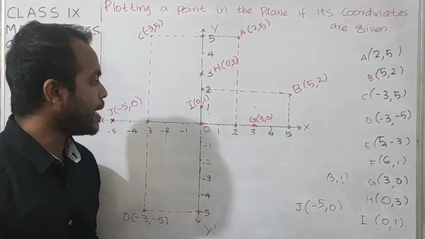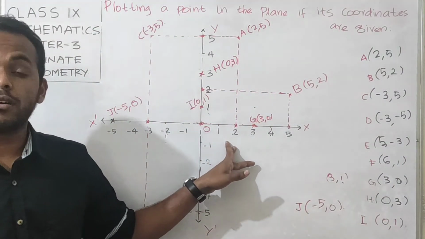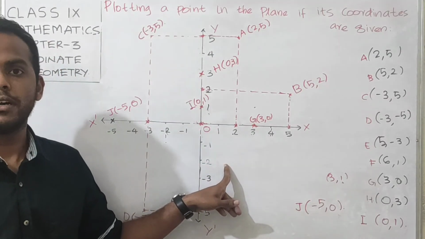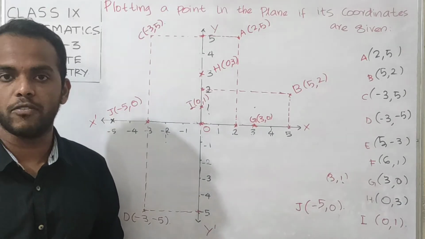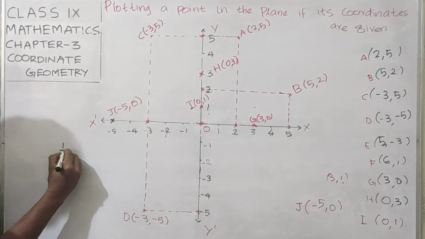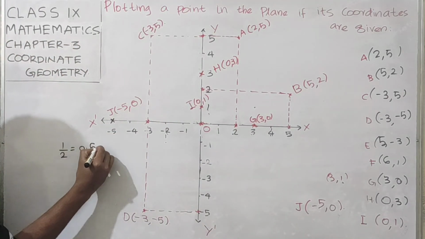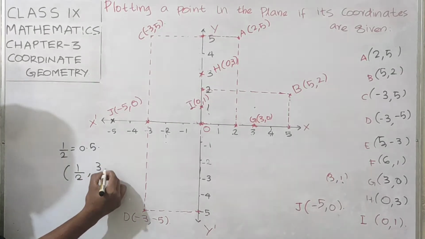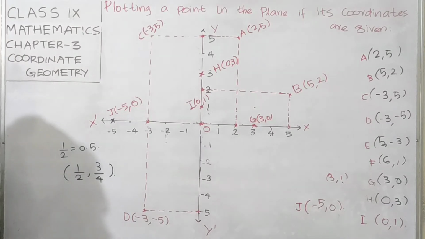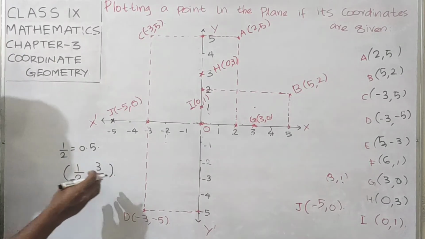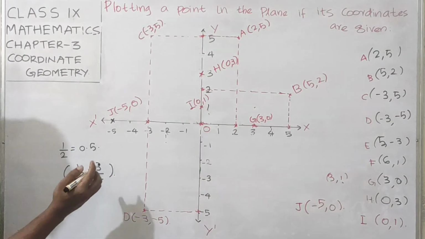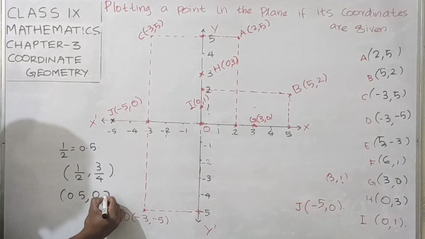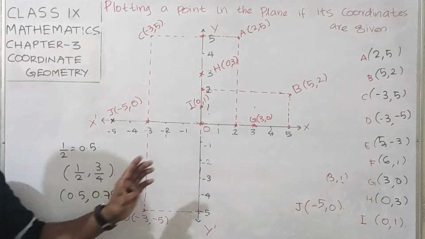One more additional thing is that if you are asked to mark the point 1 by 2, what will you do? The best way is to convert that into a decimal value. What's the decimal value of 1 by 2? 1 by 2 is 0.5. That is, coordinates can be given in this form also, 1 by 2, 3 by 4. This is a possible coordinate that can be given. First, you need to convert this into decimal form. 1 by 2, we all know, is 0.5 and 3 by 4 is 0.75.